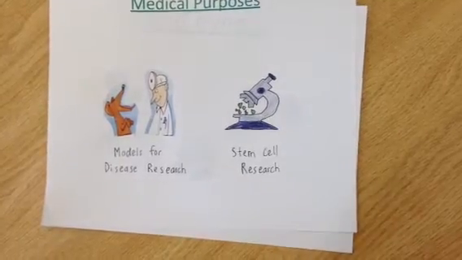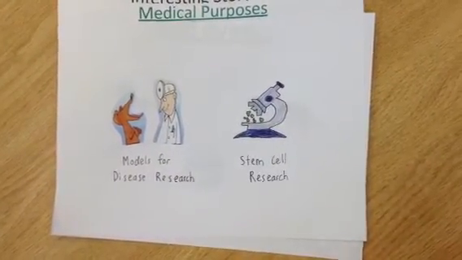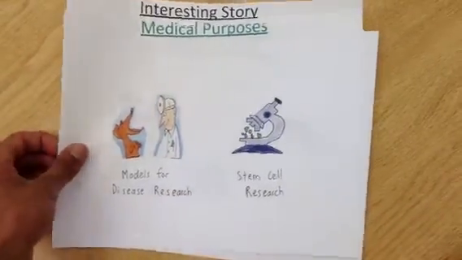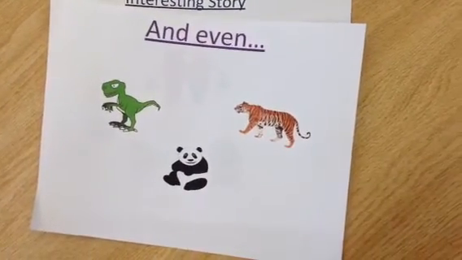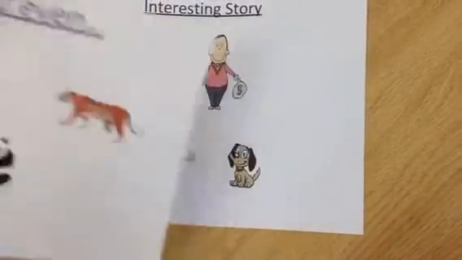Animal cloning can also be used for medical purposes, such as cloning animals for models for disease research and also stem cell research. Animal cloning can even bring back extinct species or help regenerate endangered species.